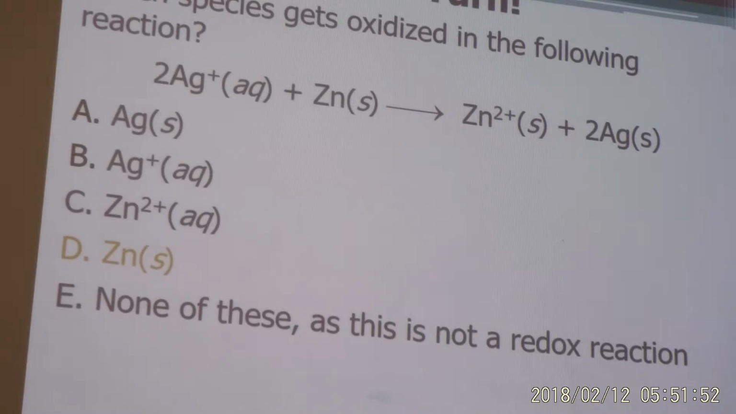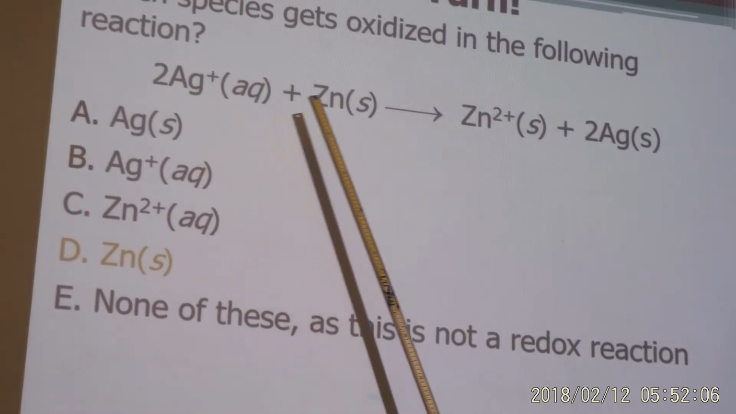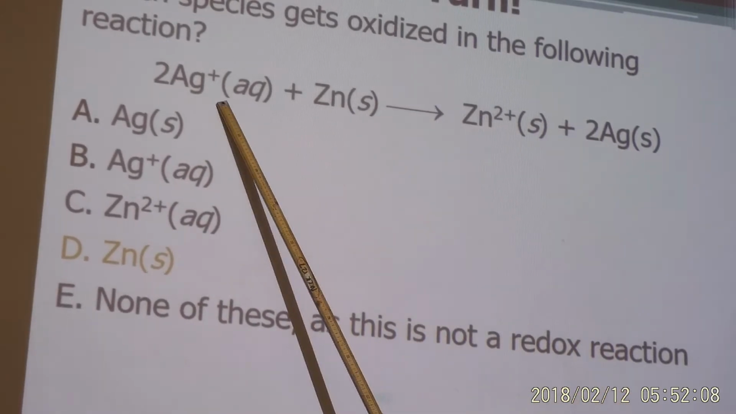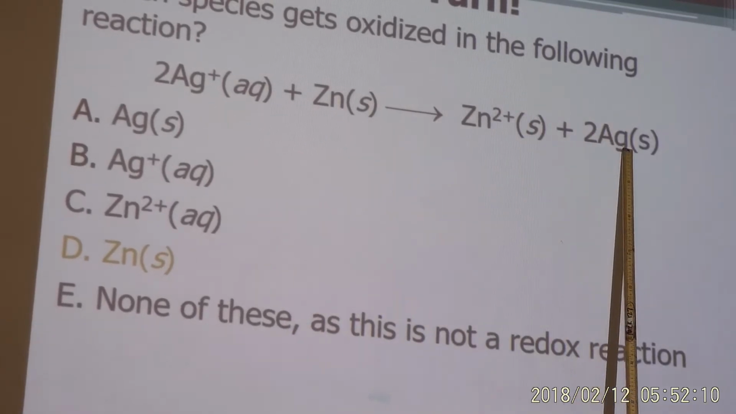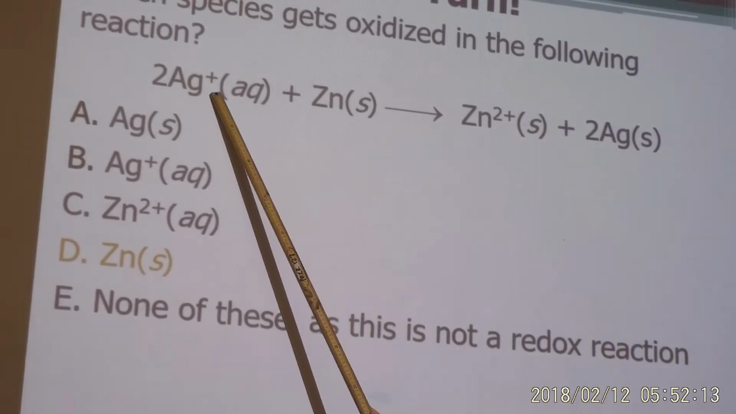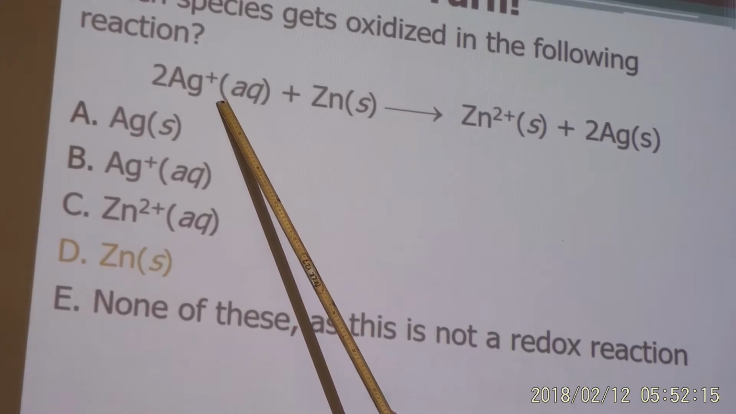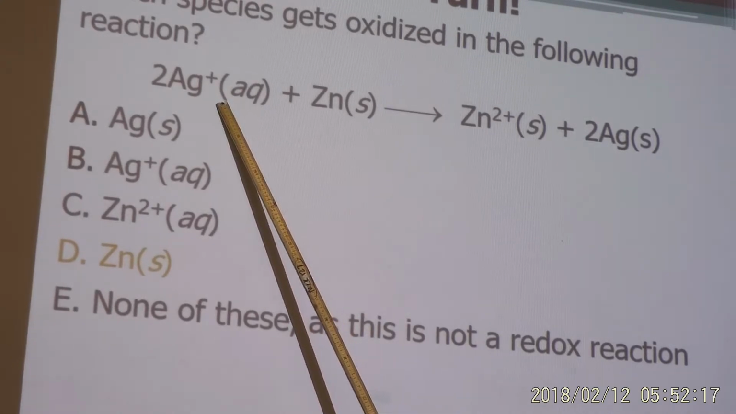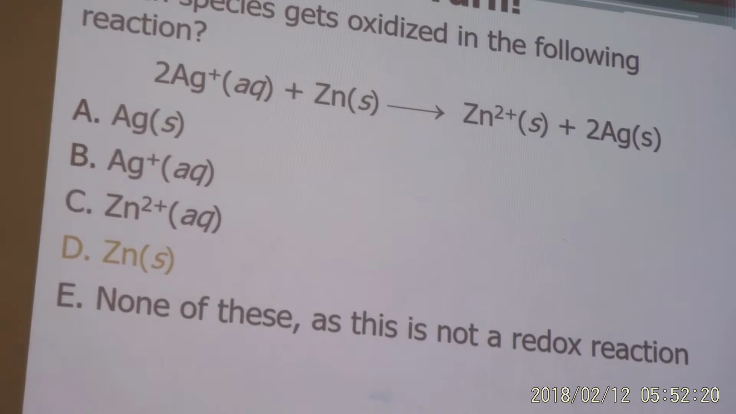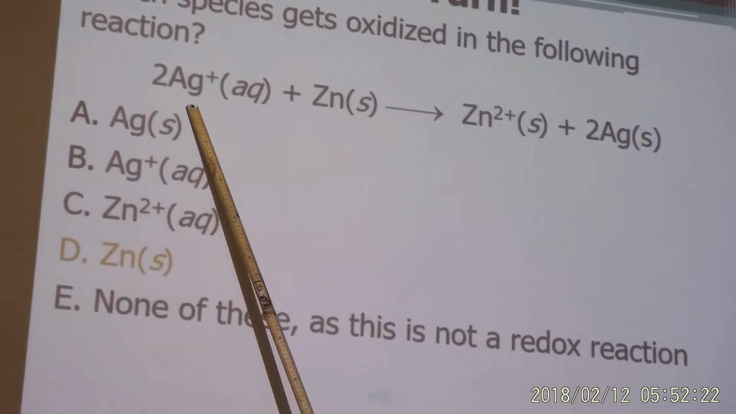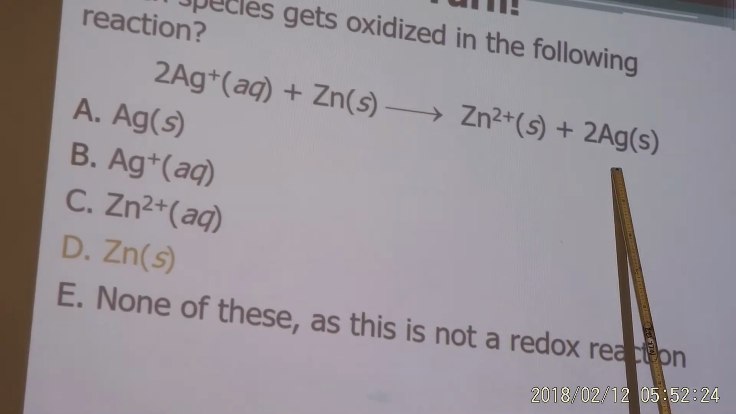Raise your hand. Okay, so the question is, which species gets oxidized? So this one wasn't asking what's the oxidizing agent. It's just wondering who's getting oxidized. Well, is this one getting oxidized? This one has a plus charge, and now it has no plus charge. How did it lose its plus charge? It gained an electron. Reduction is gaining of electrons. So that's not oxidized. That species was reduced.